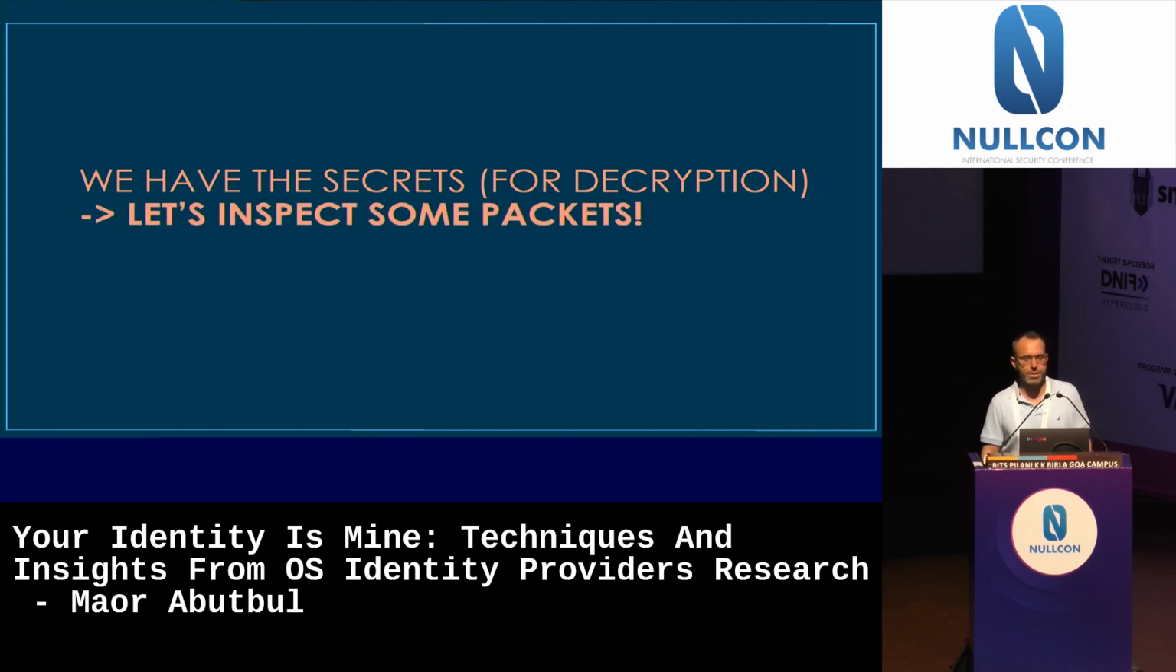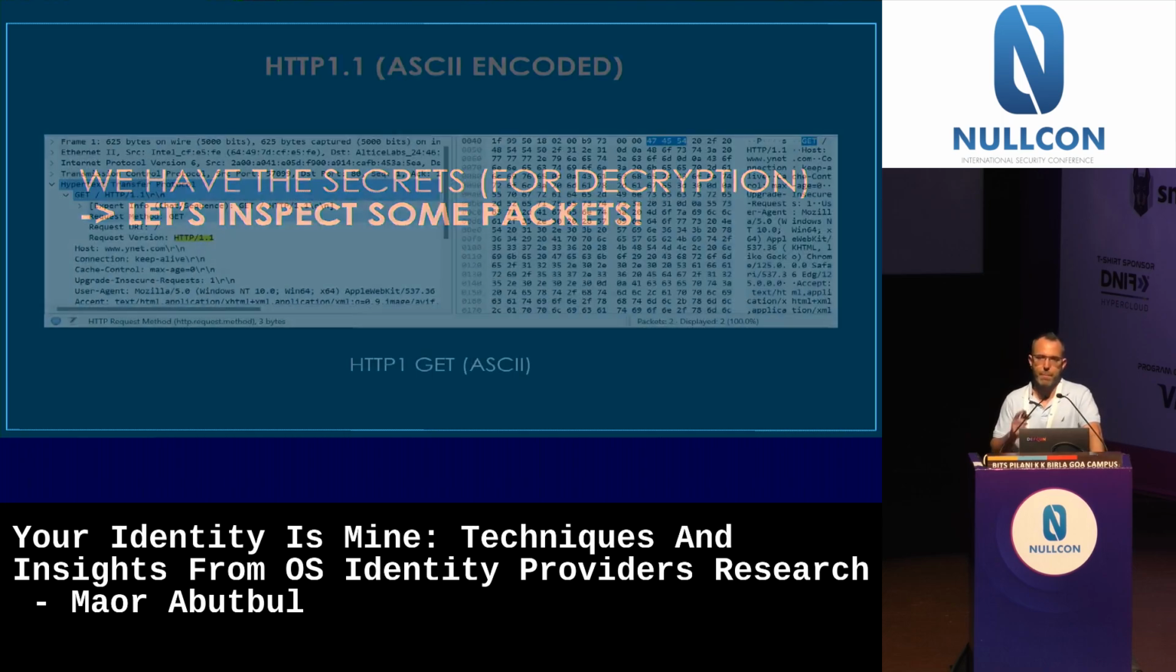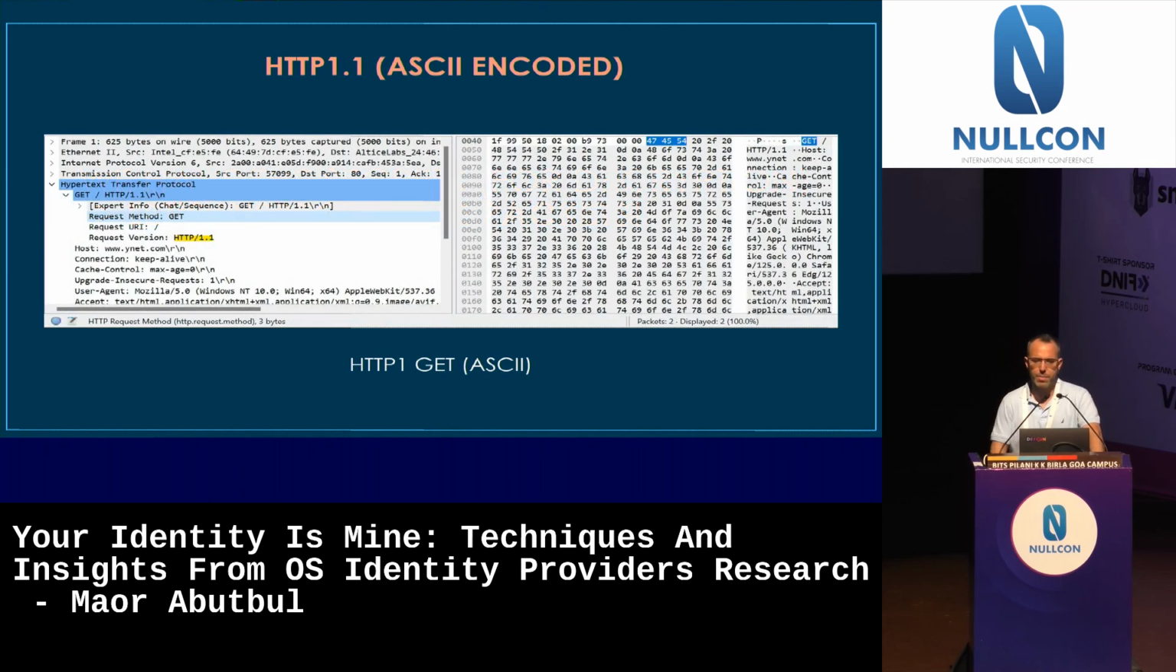So we have the secrets. Let's inspect some packets. We'll start with HTTP version 1 traffic. In HTTP version 1, the data is transferred in clear text. The content of the messages is ASCII encoded on the wire. As can be seen in the image, the literal characters GET are sent on the wire ASCII encoded.